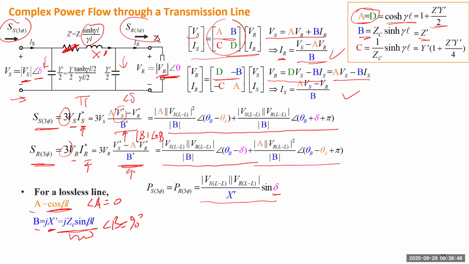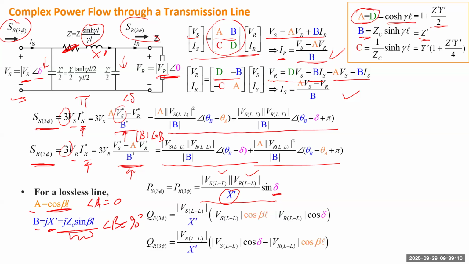Delta is the angle difference, right? Sine delta, the angle difference. Those two are just the line-to-line voltage magnitudes, and this one represents the total reactance. It's the X prime, not the actual X, because we need to make some correction if the line is very long. For the reactive power, we have two formulas because the line will consume some reactive power. It may also provide some reactive power. So the Q from the left end is different from the Q on the right.